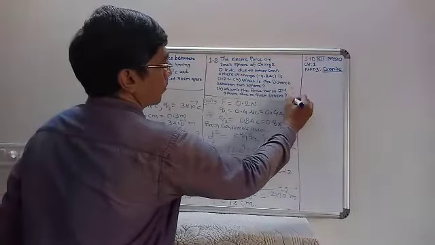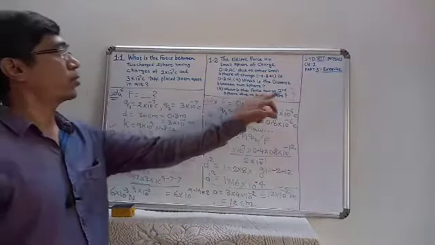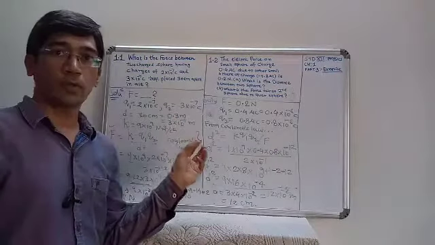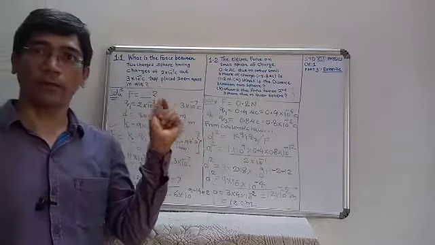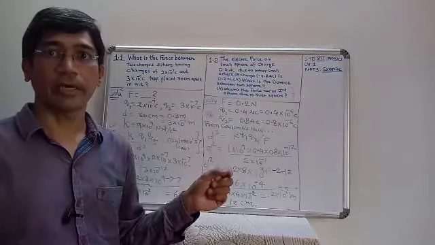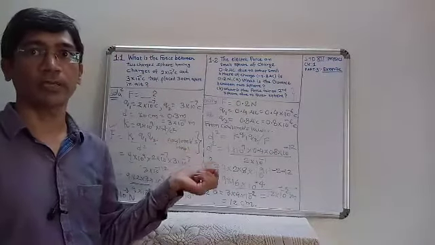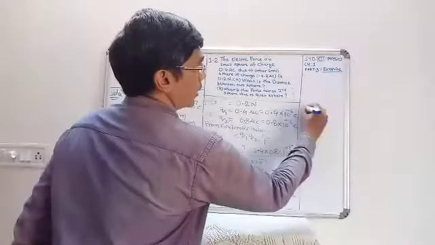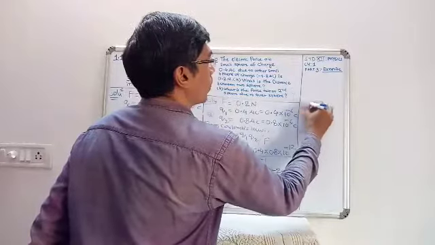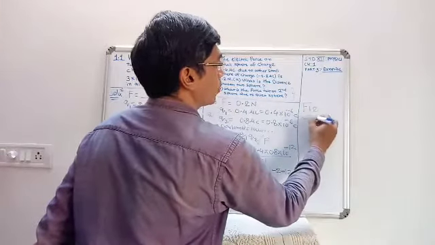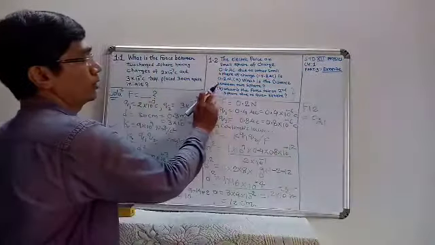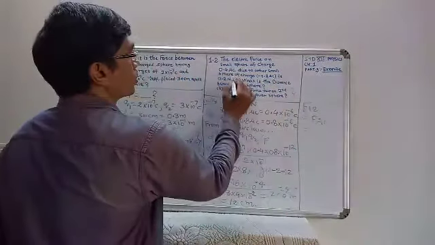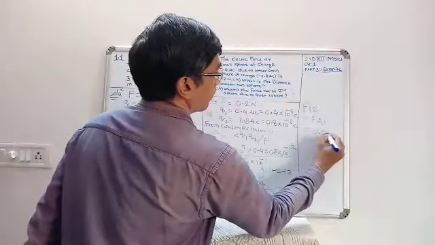Second answer, B. What is the force acting on the second sphere due to the first sphere? In Coulomb's law, the force exerted on the first charge due to the second charge is the same as the force exerted on the second charge due to the first charge. So in Coulomb's law we take F12 is equal to F21. So in this second answer we can say that the force exerted is equal to 0.2 Newton. Same.